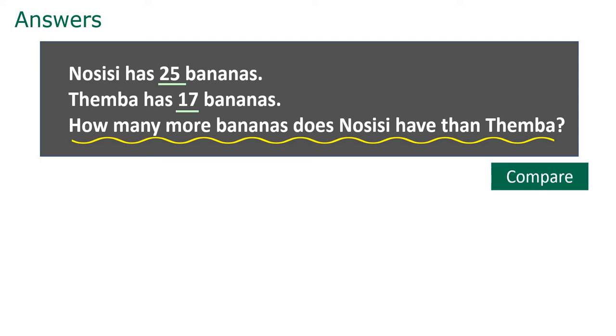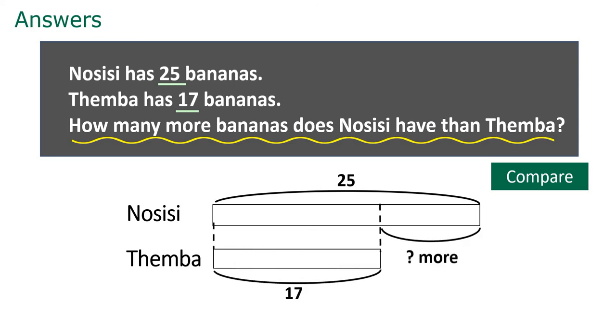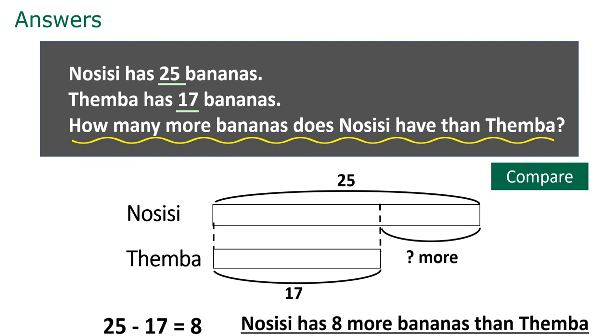Then this is a compare question, and we are going to use two bars if it is a compare question. Remember that Nosiso has 25 bananas and Temba has 17 bananas. Then how many more does Nosiso have? Then we write the number sentence, which is 25 subtract 17, where the answer is 8. It means Nosiso has 8 more bananas than Temba.